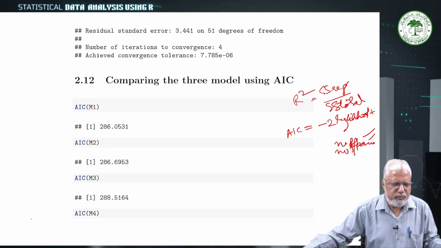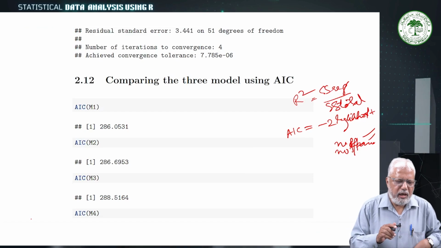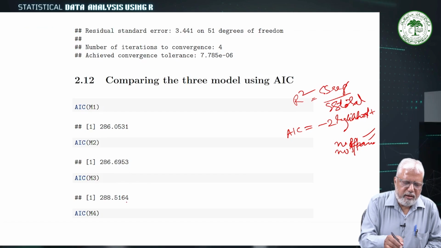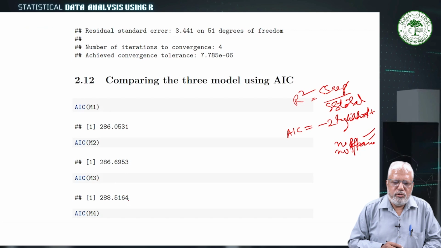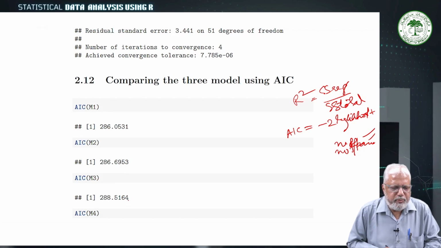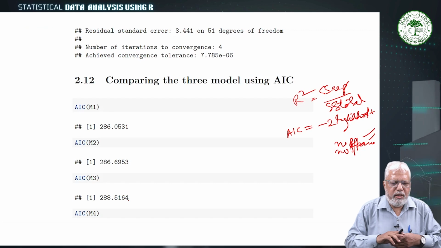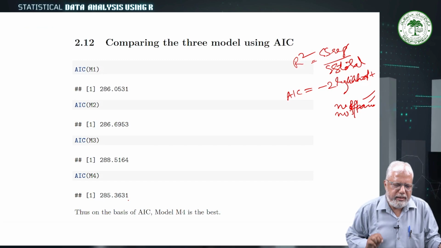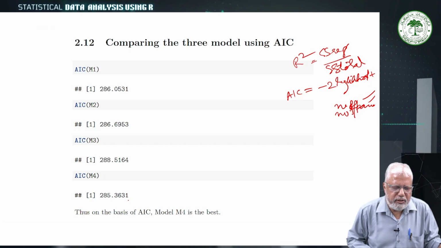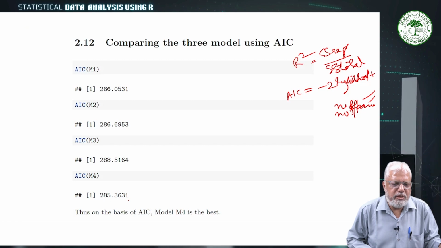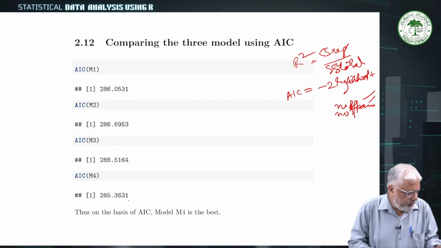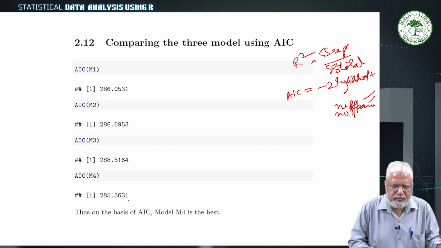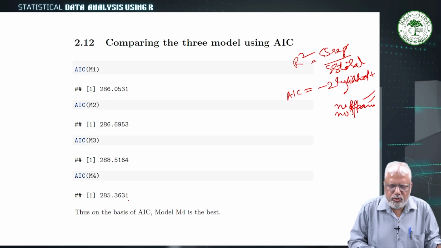Now if we go for M3, that is the log linear model, it is 288.515164. So model 3 is also not preferable over model 1. But when we talk of model 4, model 4 gives 285.3631. So that is why it is giving the least value of AIC, and it is being preferred over the other models. Thus, on the basis of AIC, model M4 is the best model.